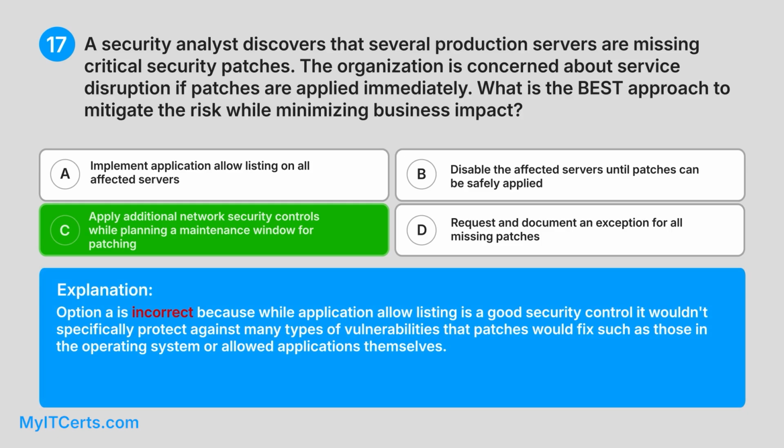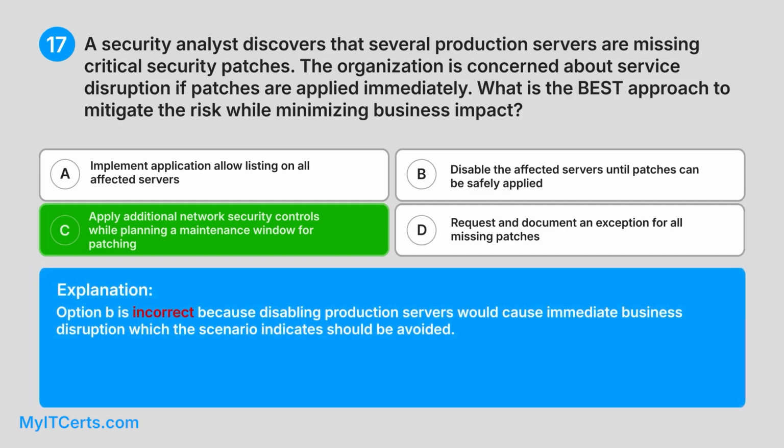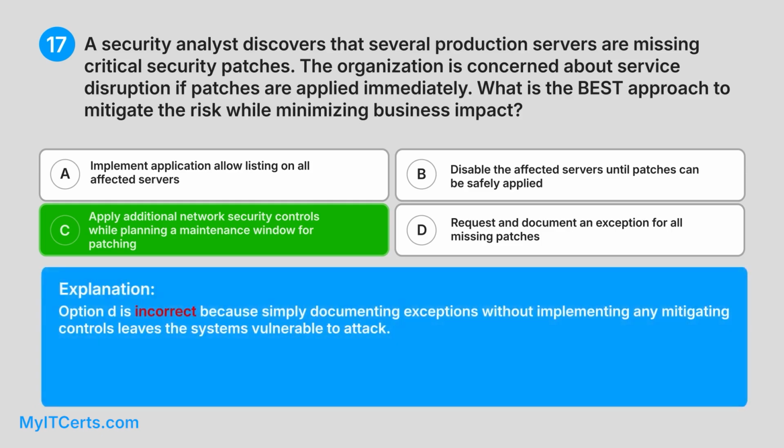Option A is incorrect because while application allow listing is a good security control, it wouldn't specifically protect against many types of vulnerabilities that patches would fix, such as those in the operating system or allowed applications themselves. Option B is incorrect because disabling production servers would cause immediate business disruption, which the scenario indicates should be avoided. Option D is incorrect because simply documenting exceptions without implementing any mitigating controls leaves the systems vulnerable to attack.